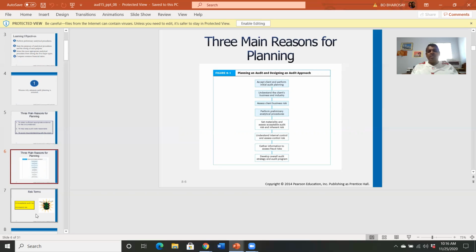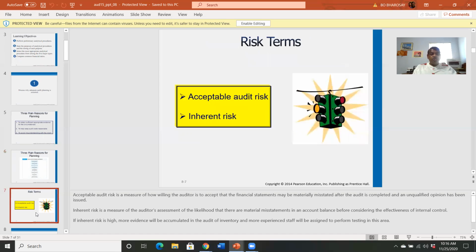Now, most of the time, sometimes we don't get to chapter 13, and that's okay, because we had already talked about these things as we were going along. Some risk terms you need to know.